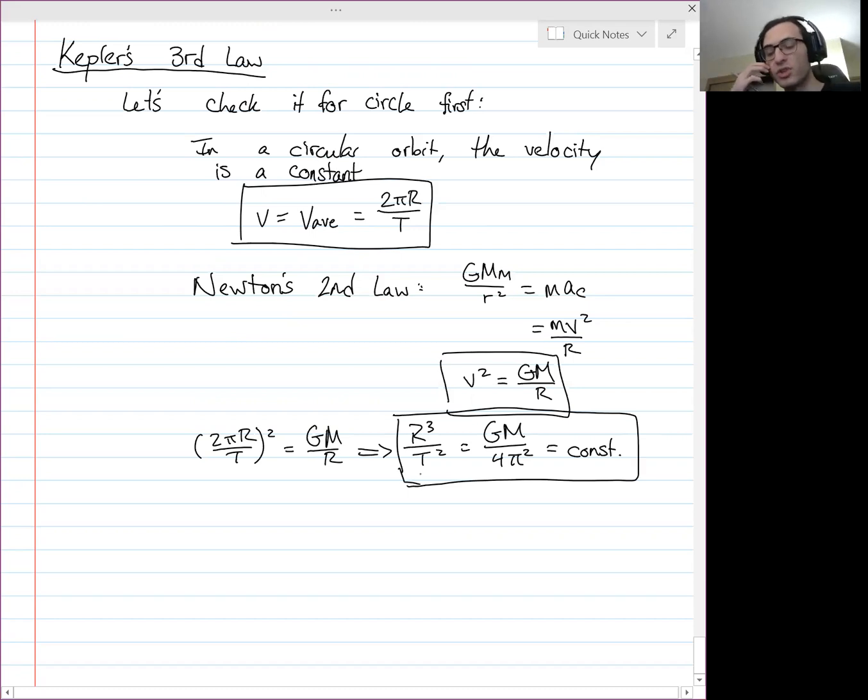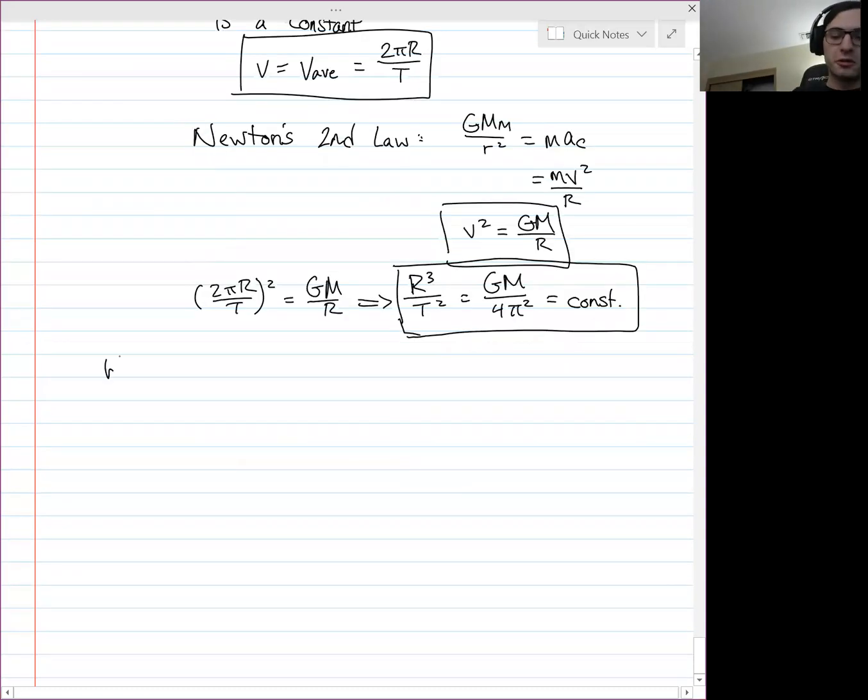The radius cubed divided by the orbital period squared is a constant. They're proportional to each other. In this case, the radius cubed is the semi-major axis cubed. They're the same thing. Now, what about ellipses? I feel like ellipses is the correct way to say it. Well, we're going to have to use Kepler's second law and the area of an ellipse.